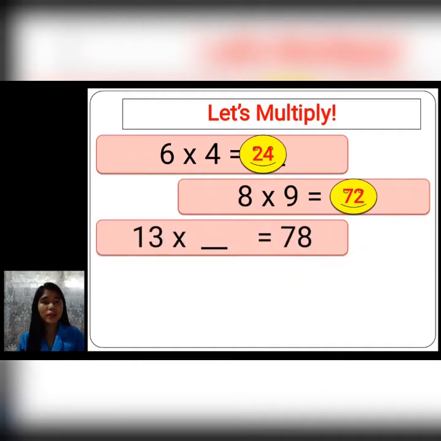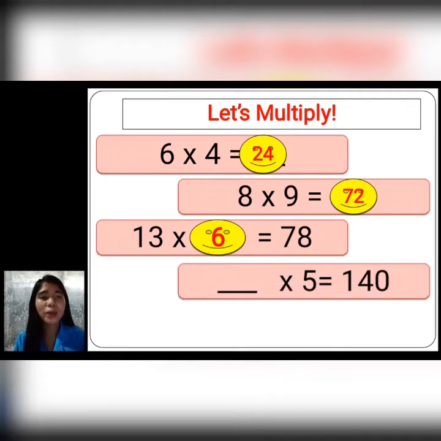Next. Okay, so we have here a missing number. What do you think is the number that we are going to multiply to 13 to make it 78? Okay, that's right. So we are going to multiply 6 to 13 to make it 78. How about this one? What are we going to multiply to 5 to make it 140? Okay, so we are going to multiply 28 to 5 to make it 140.